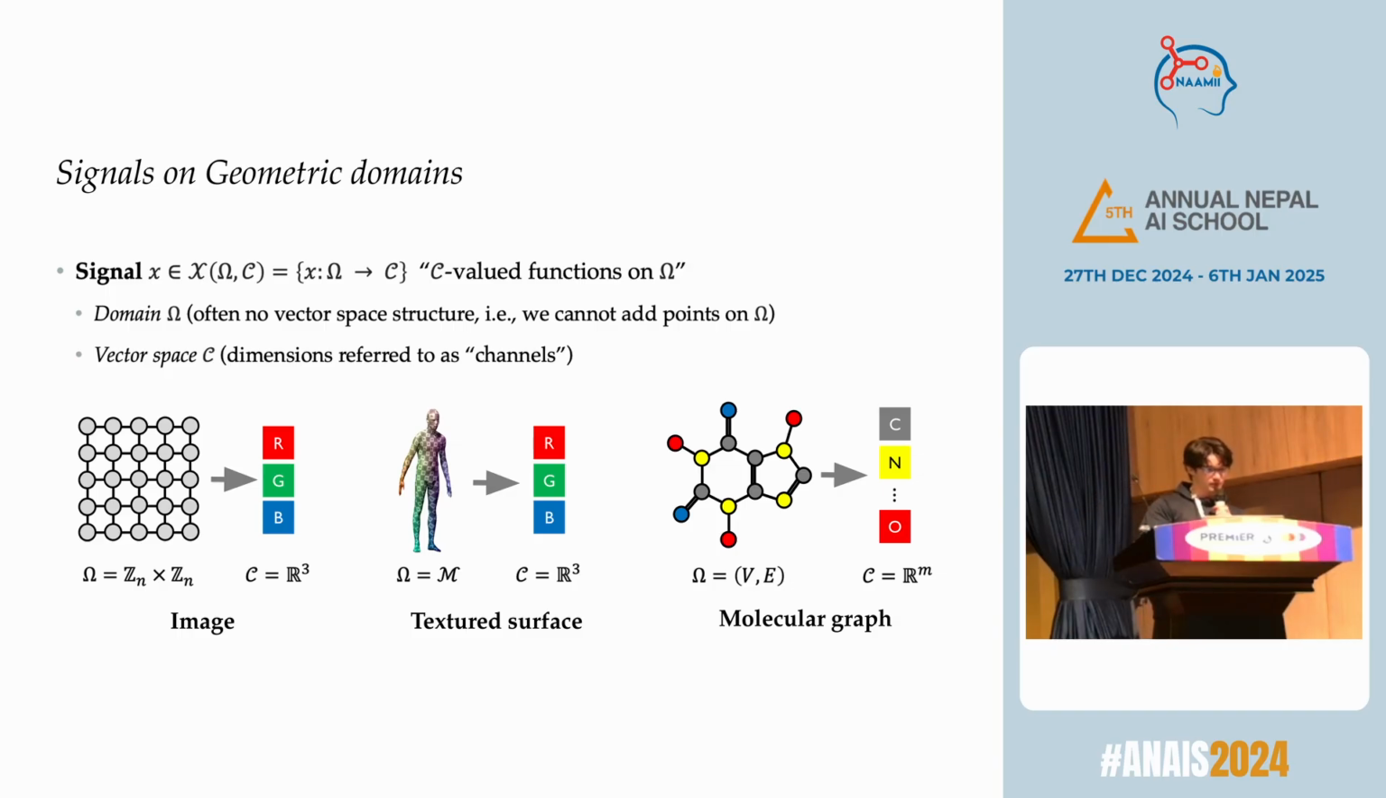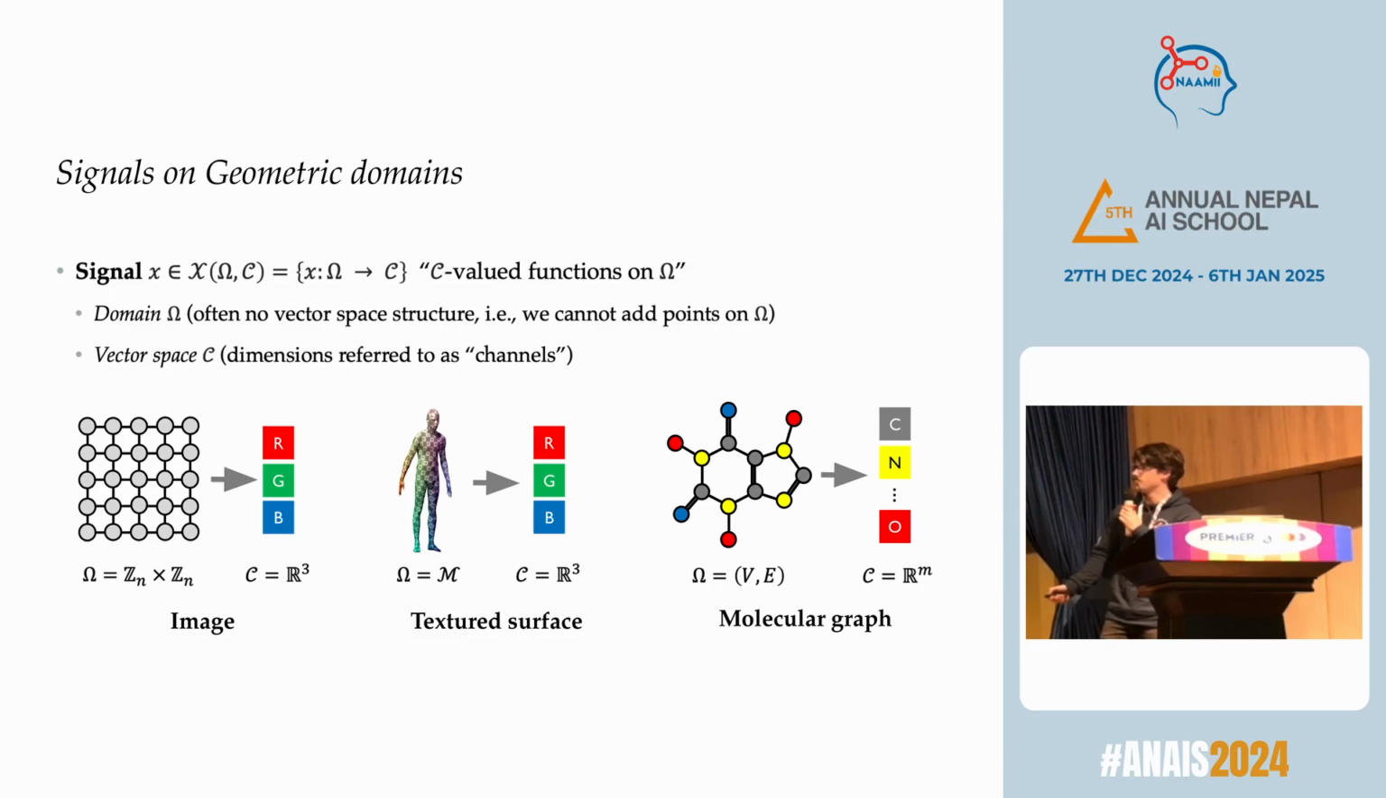So basically the domain omega often doesn't have a vector space structure, so this means that we don't necessarily need to be able to scale and add elements of the geometric domain, but then we have our signal which maps that geometric domain to a vector space, right? Which normally is like some channels. So in the vector space we can scale and add signals.